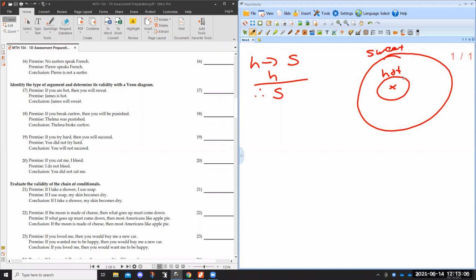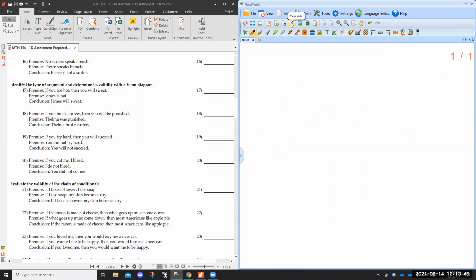So this structure is called affirming the hypothesis. I was looking for that name because I call it something else from Latin that you don't call it in your class. Affirming the hypothesis. Okay. So that's what it's called in your notes and in your book. Moving on, that was 17. Let's go on to 18.